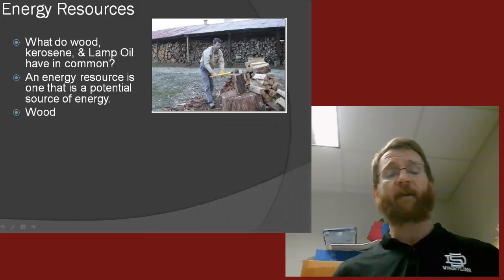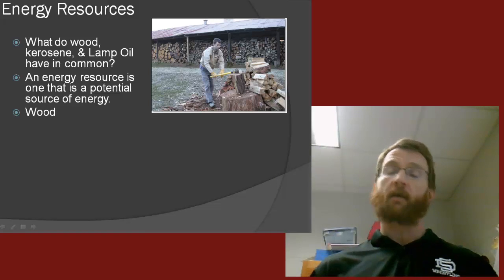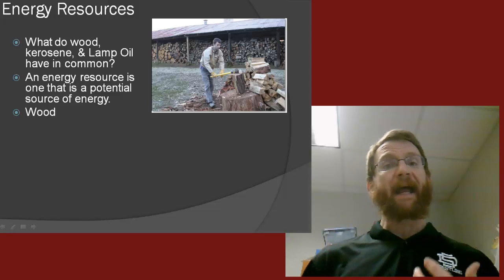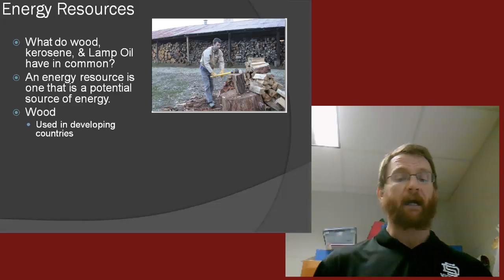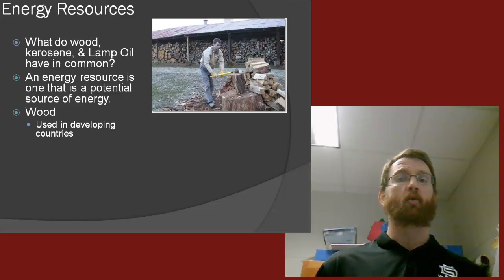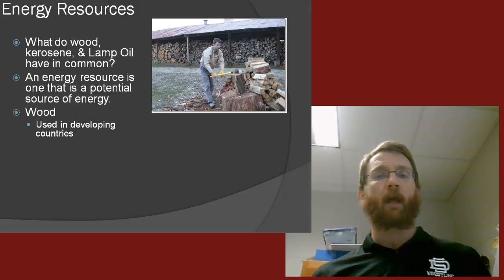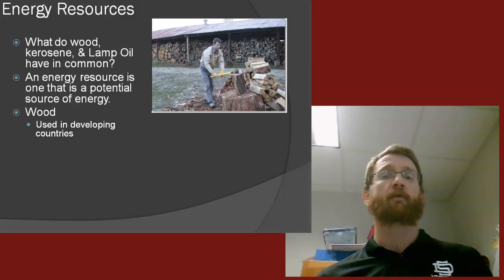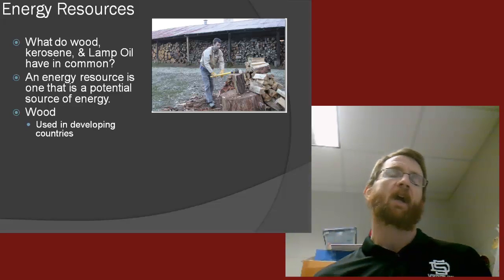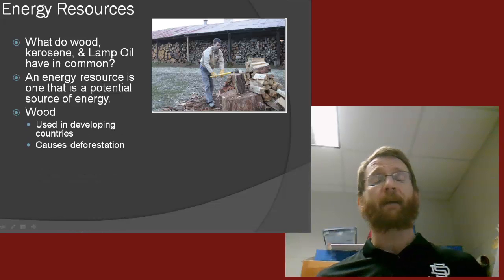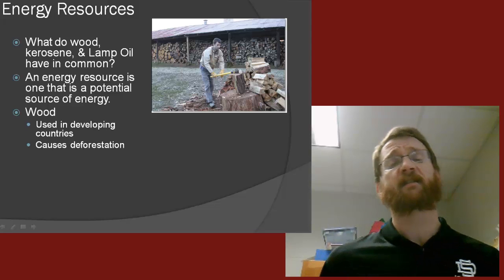Okay, so the first example of an energy resource that we'll talk about is wood. Wood is an energy resource that's readily available in most parts of the world, and it is used particularly in developing countries, countries that I would argue you would not live in if you had the choice. For example, if you're in the United States and you move to a developing country, your lifestyle is going to change dramatically, chances are. So wood is used in developing countries. The problem with using wood as an energy resource is that it causes deforestation.